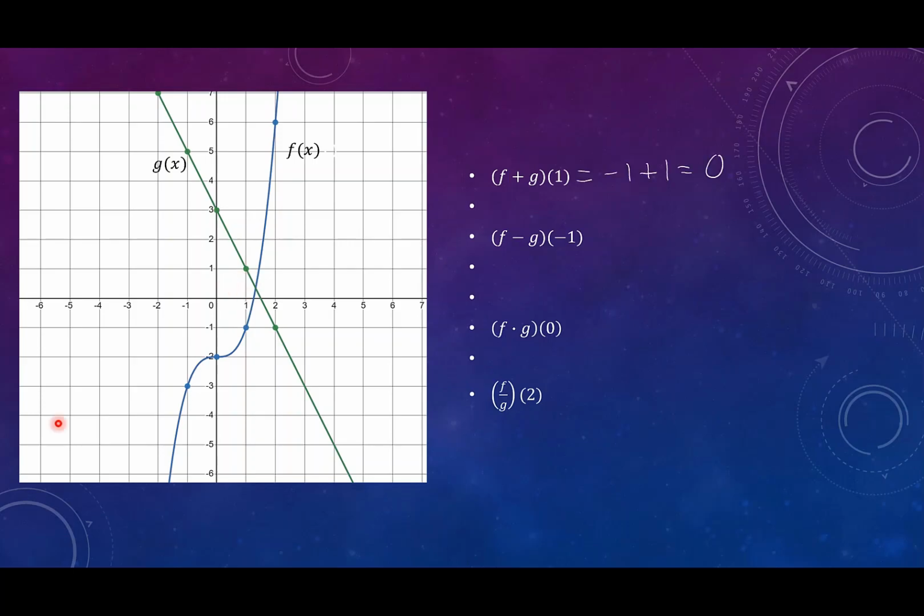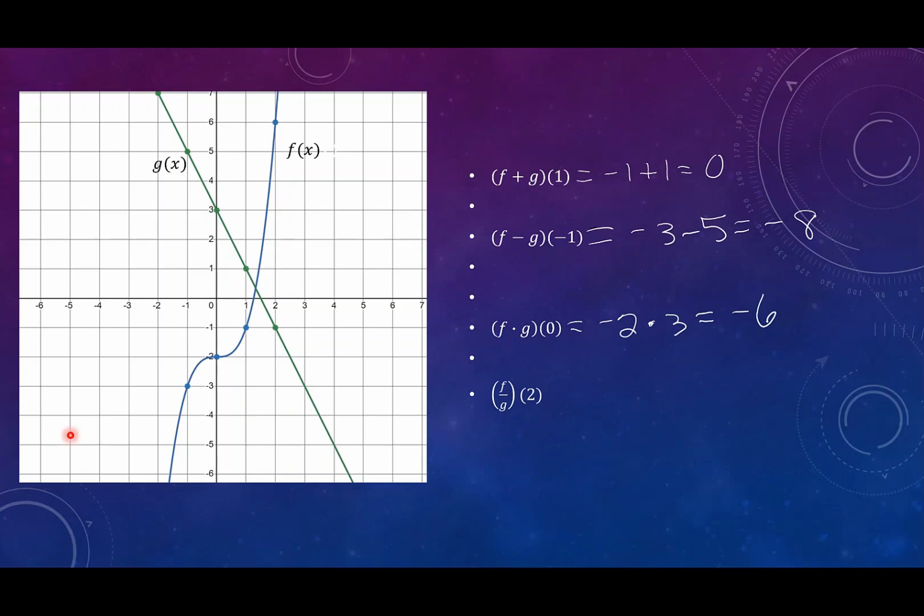Let's try again f minus g of negative 1. So now over here at negative 1, I see f is negative 3, and I see g is positive 5. So I want to do negative 3 minus 5, I get negative 8. The next one says f times g of 0. F of 0 is negative 2. G of 0 is positive 3. So I have negative 2 times 3 is negative 6.